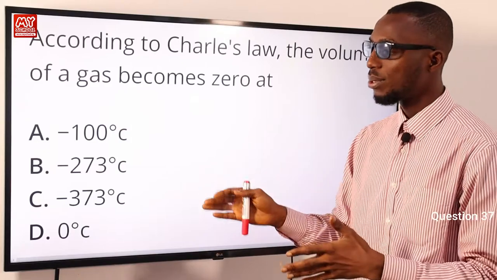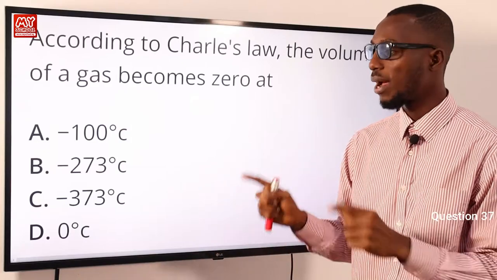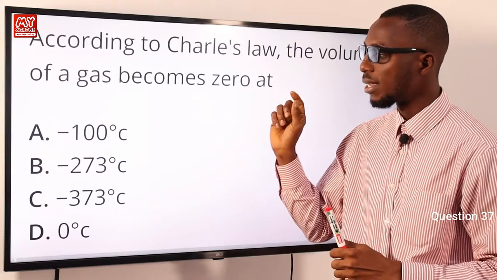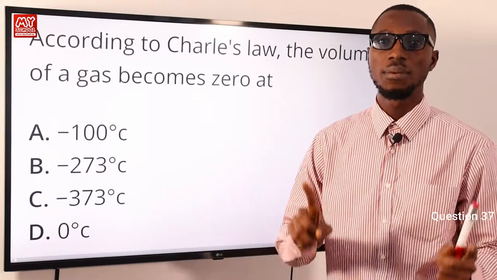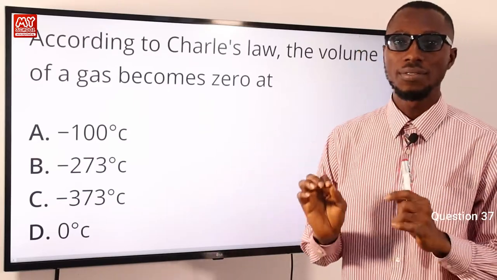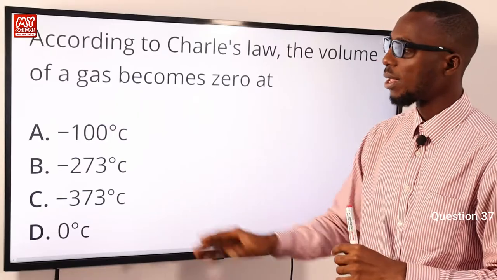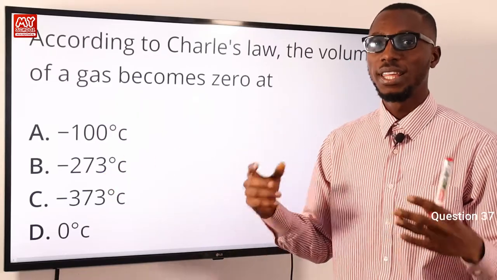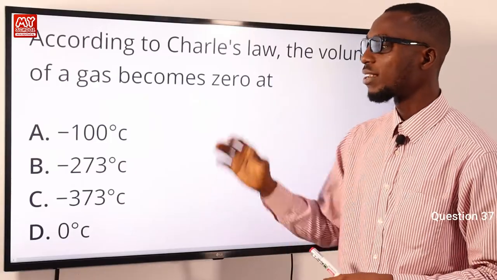Right there, we don't have the units in Kelvin, we have it in Celsius. So that would be minus 273, because when you are converting from the Celsius scale to the Kelvin scale, you add 273. So minus 273 plus 273 gives you zero Kelvin. So the correct option here is option B.